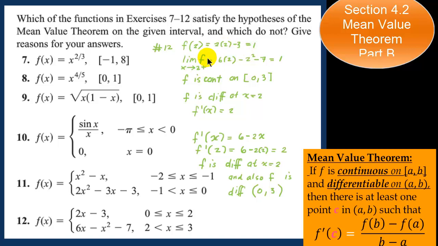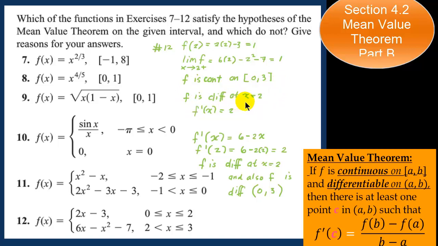Now we check the limit of the function as x approaches 2 coming from the right. If it's coming from the right, we have to plug in 2 into the second or the bottom definition of f of x. And that is equal to 6 times 2 minus 2 squared minus 7, which is equal to 1. So since the limit is equal to f of 2, we can conclude that f is continuous on the closed interval from 0 to 3. Now, we've satisfied the continuity condition.